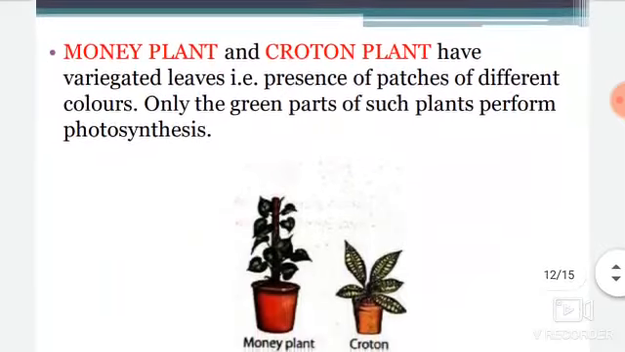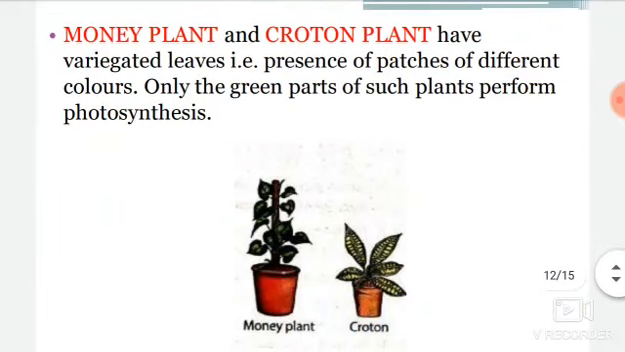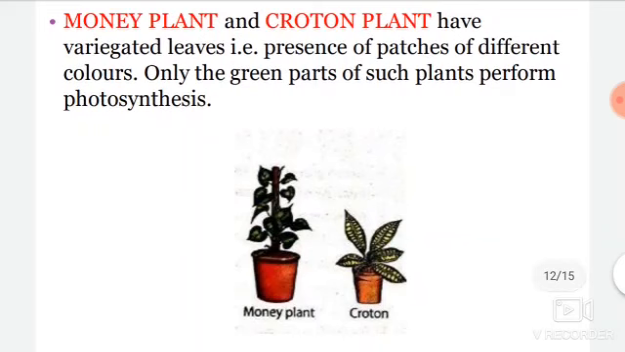Now take a look at two different plants, that are money plant and croton plant. Why are they different? Because they have variegated leaves. Variegated leaves are those leaves which have some patches of different colors that can be white, cream, yellow or some other colors. And only the green parts of such plants perform photosynthesis.